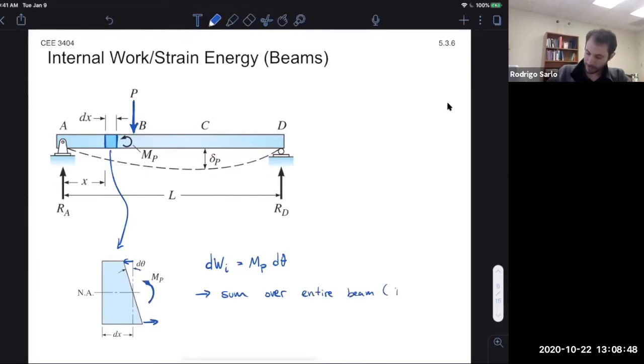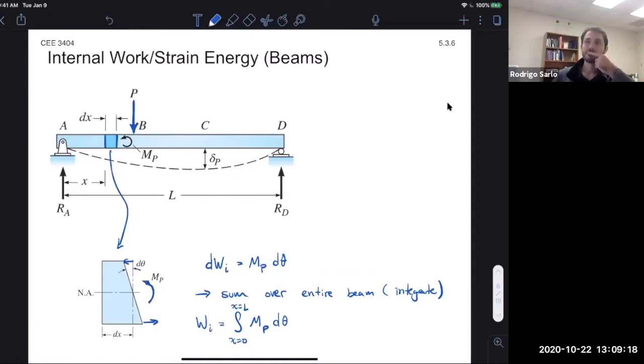In other words, integrate. All right, so my total internal work is the integral from x equal to 0 to x equal to L, which is the length of the beam, of MP times delta theta. But we have an issue here, right? What's the issue? Can you calculate this integral?